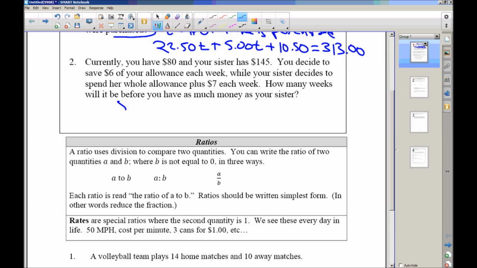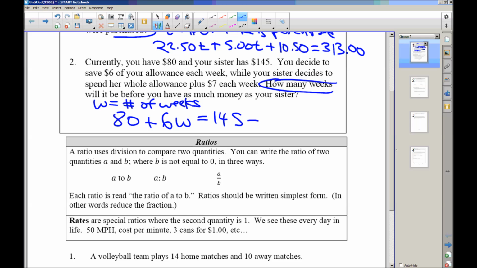So we start at $80. Oh, I'm sorry. We need to know the variable. Our variable says how many weeks. That's the tip-off there. So W equals the number of weeks. Okay? We start with $80 and we save our whole allowance every week, which is $6 a week. Our sister starts at $145, but she spends all of her allowance plus some of her savings, and the amount of savings she spends each week is $7.